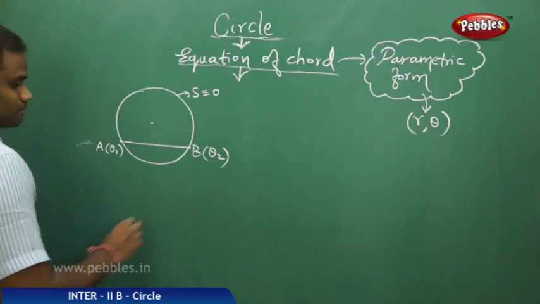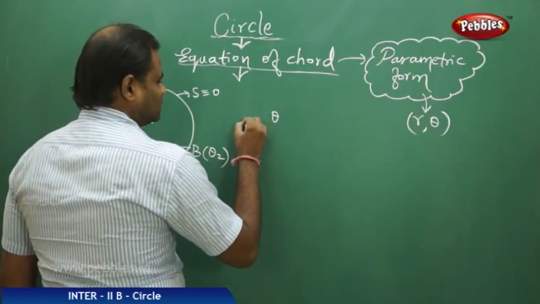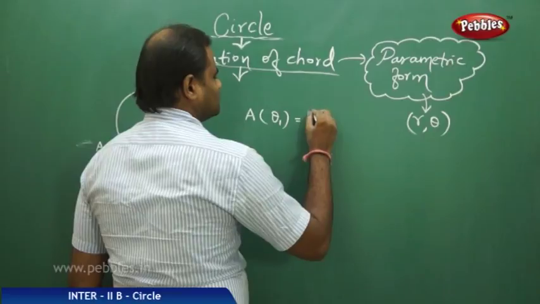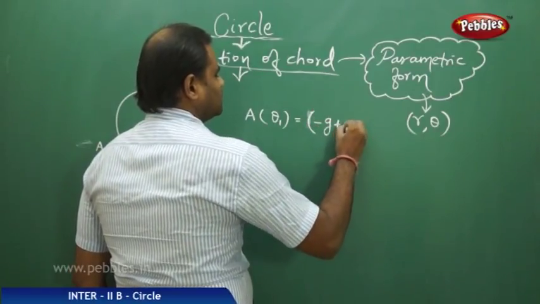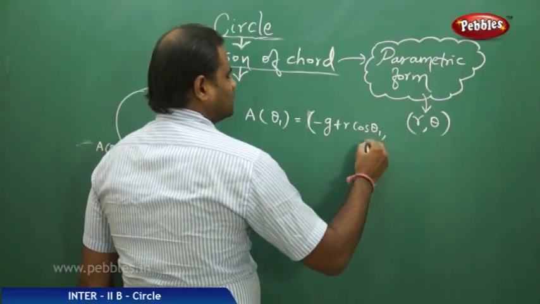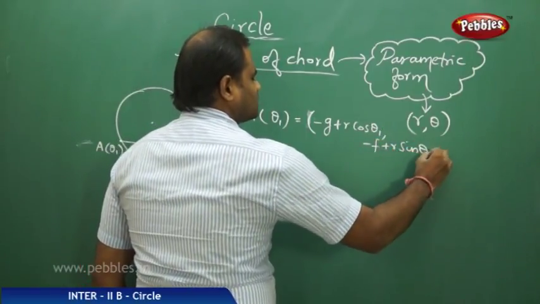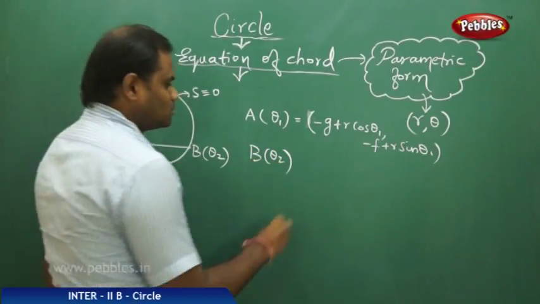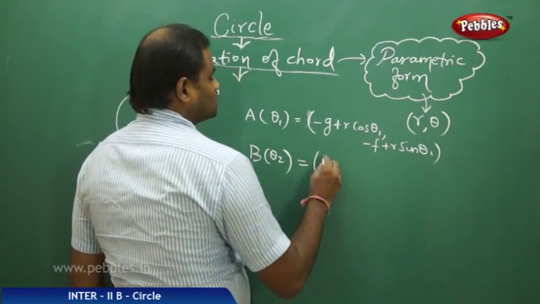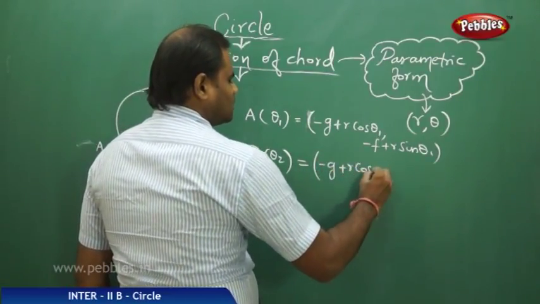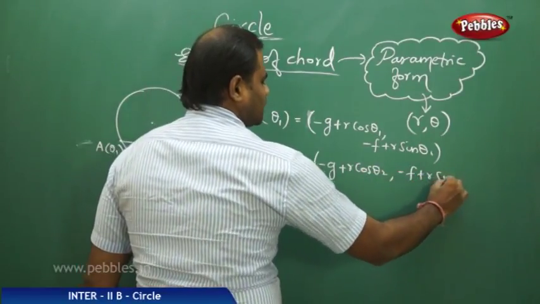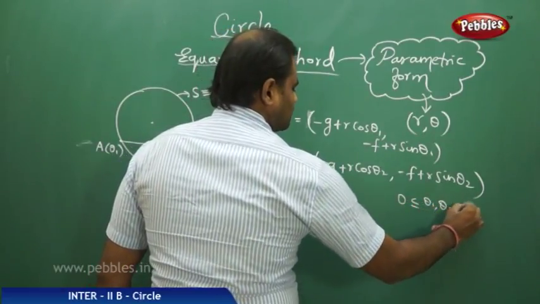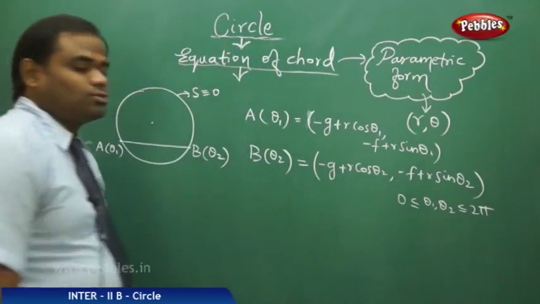then we know that θ1 corresponds to the point (-g + r cos θ1, -f + r sin θ1), and the point B with the angle θ2 corresponds to the point (-g + r cos θ2, -f + r sin θ2), where 0 ≤ θ1 and θ2 ≤ 2π.